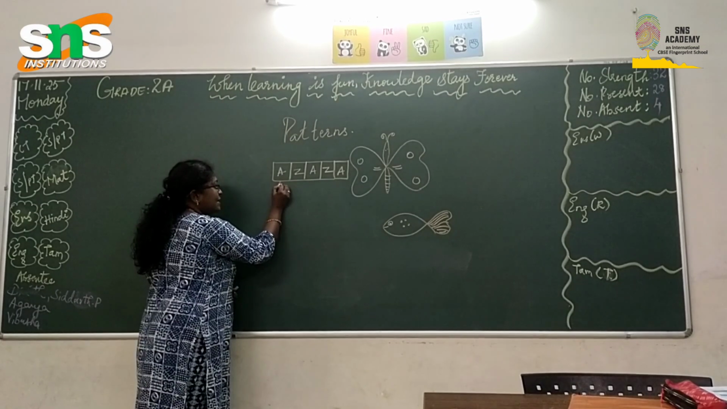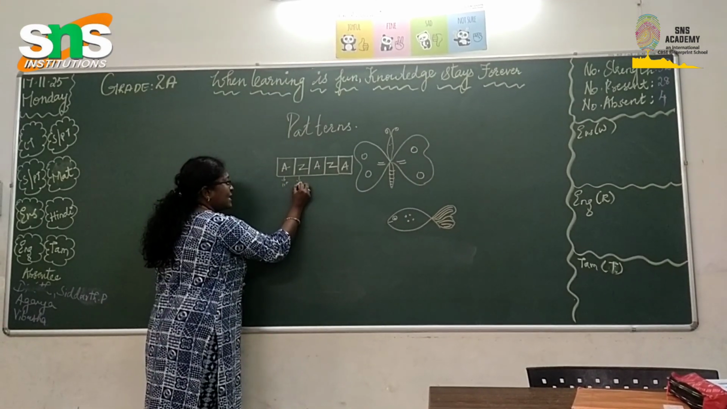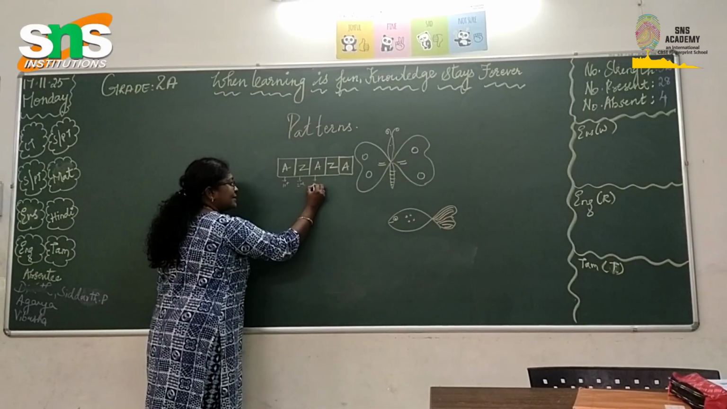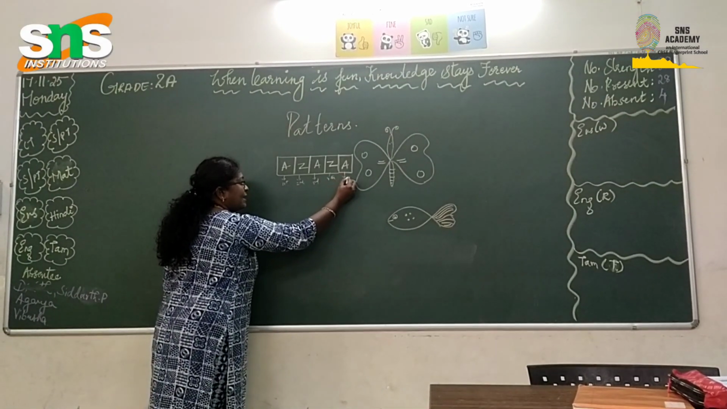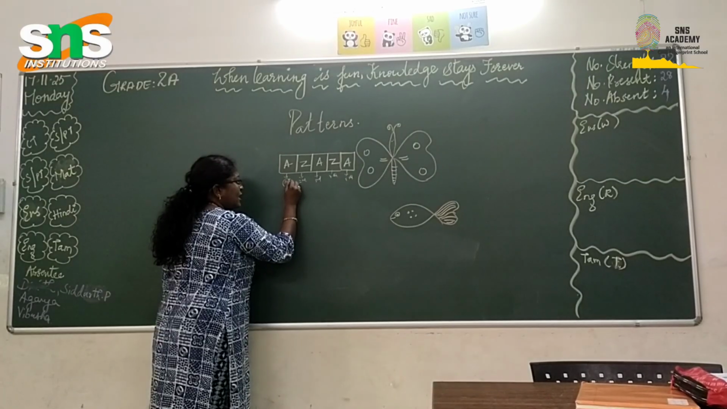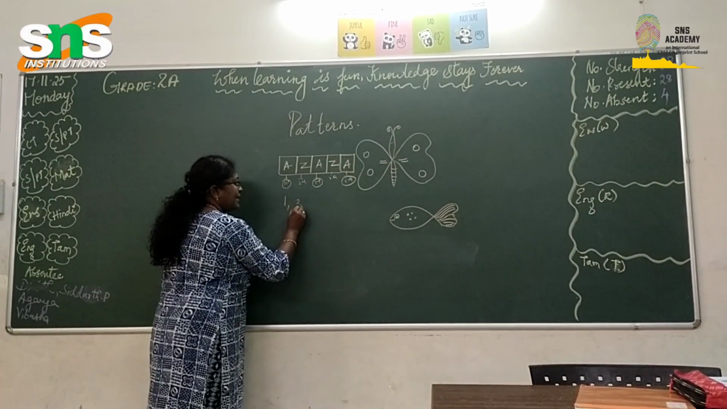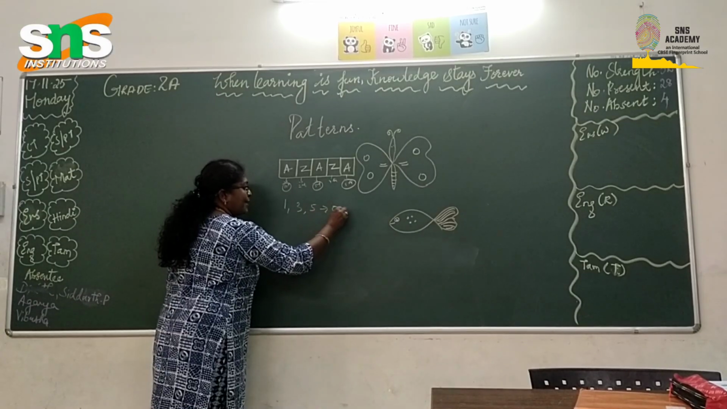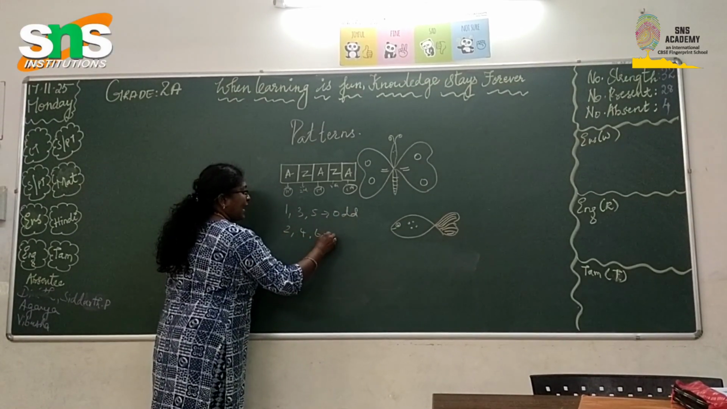See, A is there in the first box, and Z is there in the second, and then in the third A is again repeated, and then the fourth Z is again repeated, and then again the fifth. Now, first, third, and fifth, that is 1, 3, 5, are odd numbers. And 2, 4, 6 are even numbers.